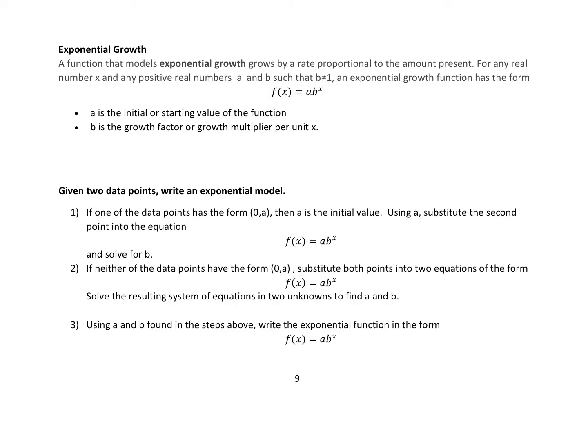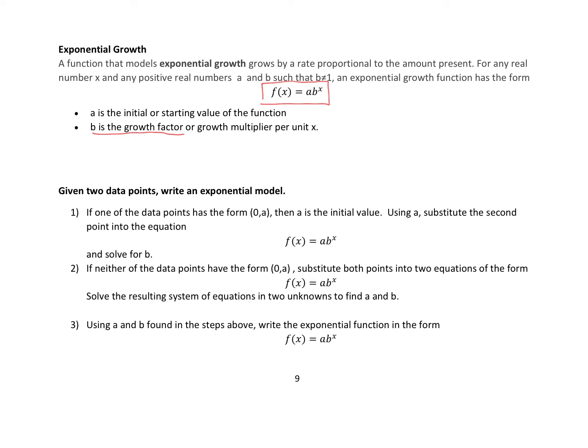Just as a refresher, a function that models exponential growth has the form f of x equals a b to the x. A is our initial value of the function, and b is the growth factor or the growth multiplier per unit x. If we have two data points, we should be able to write an exponential model.